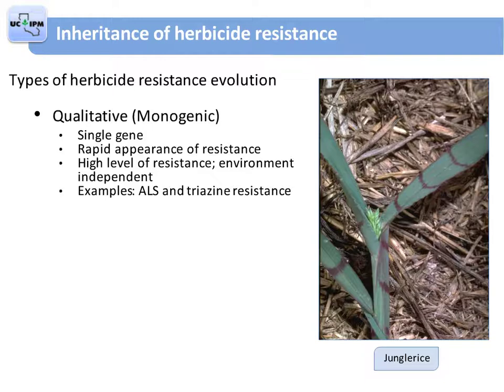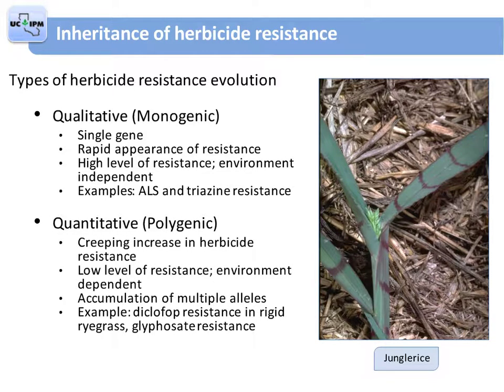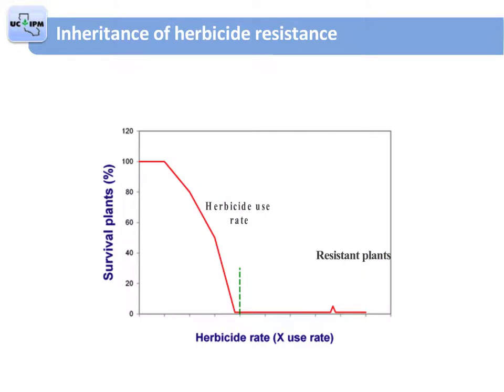The other type of resistance is controlled by multiple genes, or polygenic. This develops a creeping resistance. It starts slow and increases over time. There is an accumulation of multiple alleles. Examples include diclofop and glyphosate. Looking a little more at single gene resistance, monogenic, you have the herbicide use rate on the x-axis and the survival of plants along the y-axis.